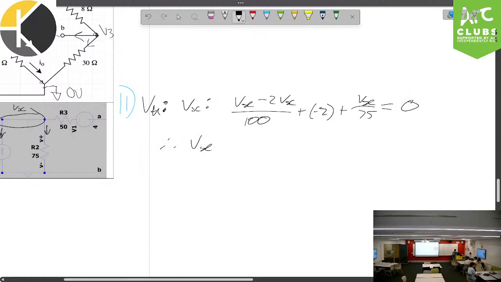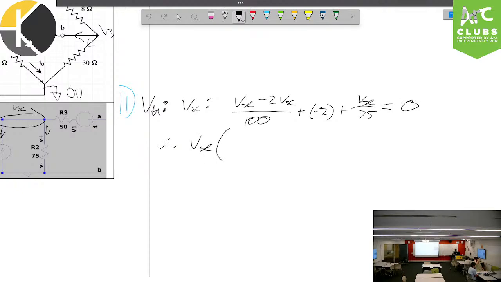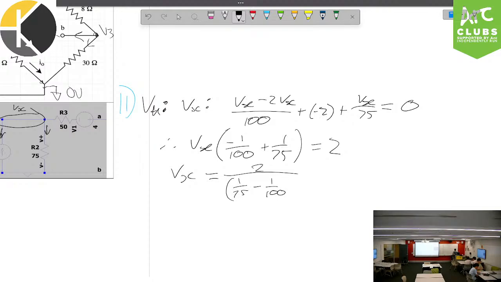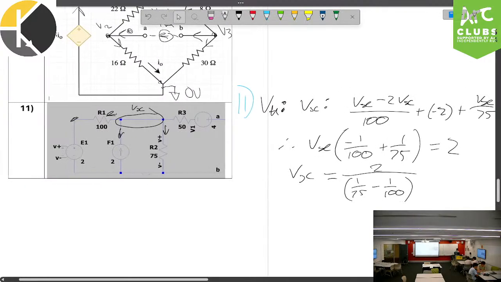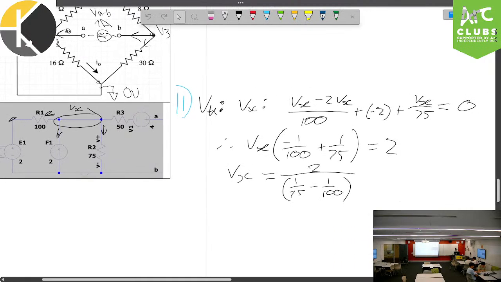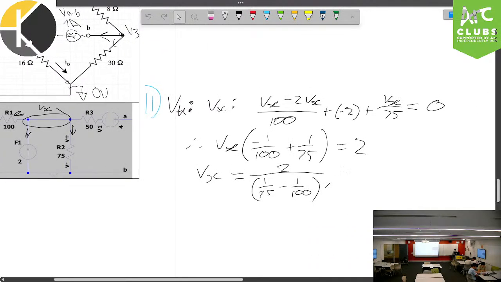Group in our Vx's, we end up with minus 1 on 100 plus 1 on 75 equals 2. And bam, you got Vx equals 2 over that number. And so 2 over 1 on 75 minus 1 on 100. Okay? Good stuff. But that's not Thevenin just yet. That is not Thevenin just yet.